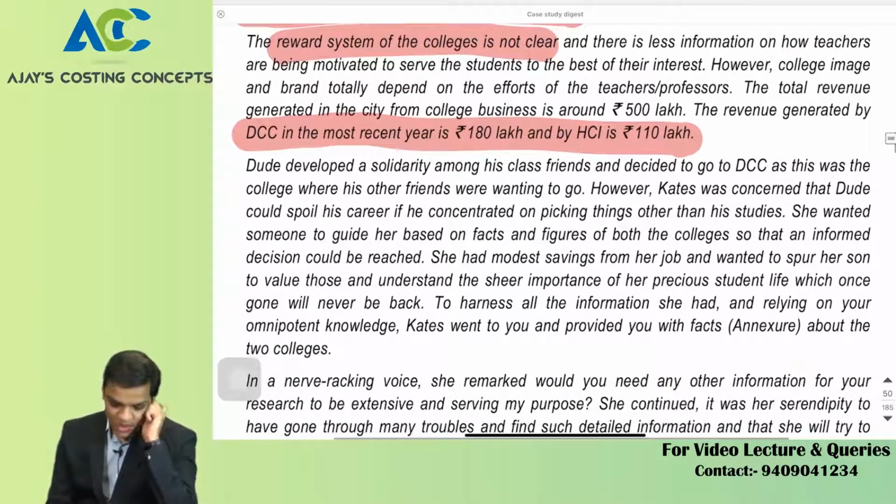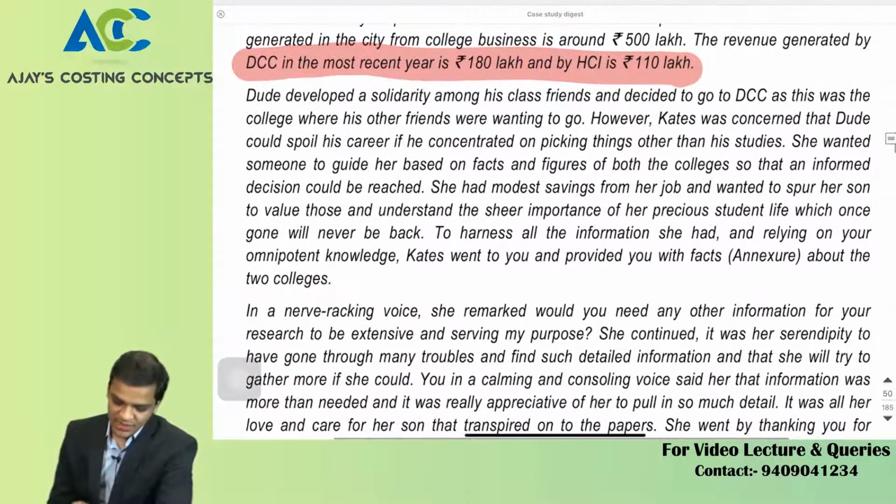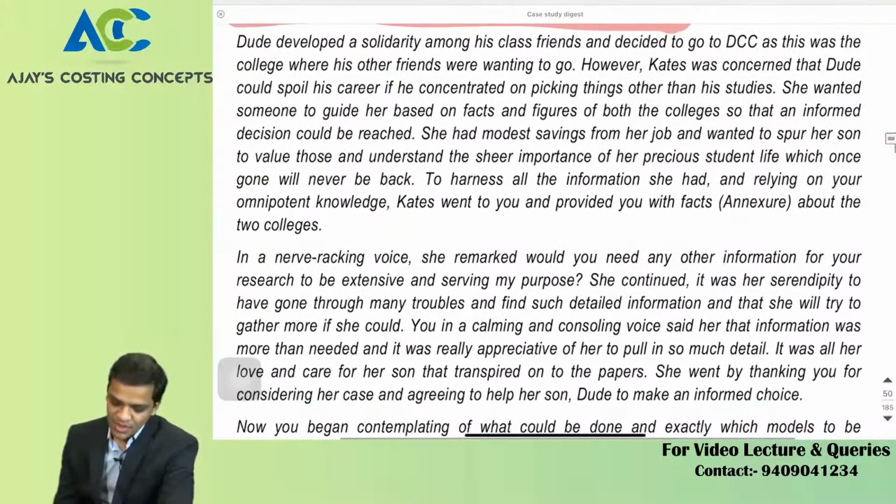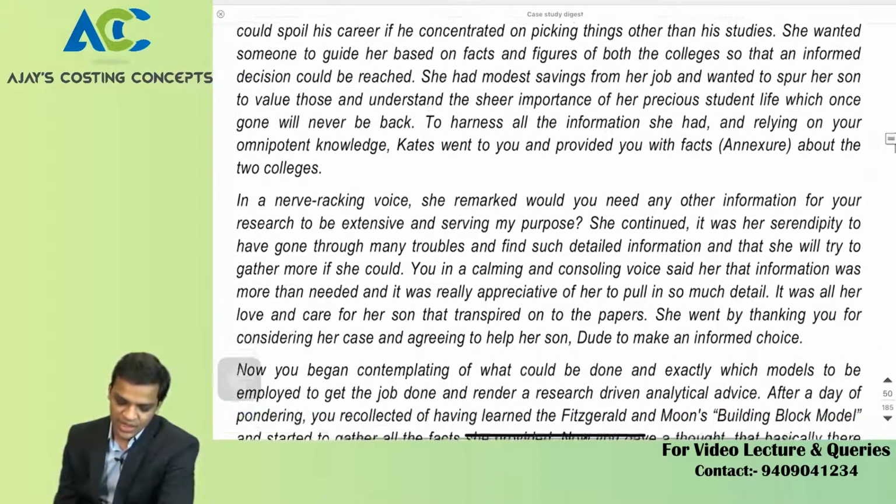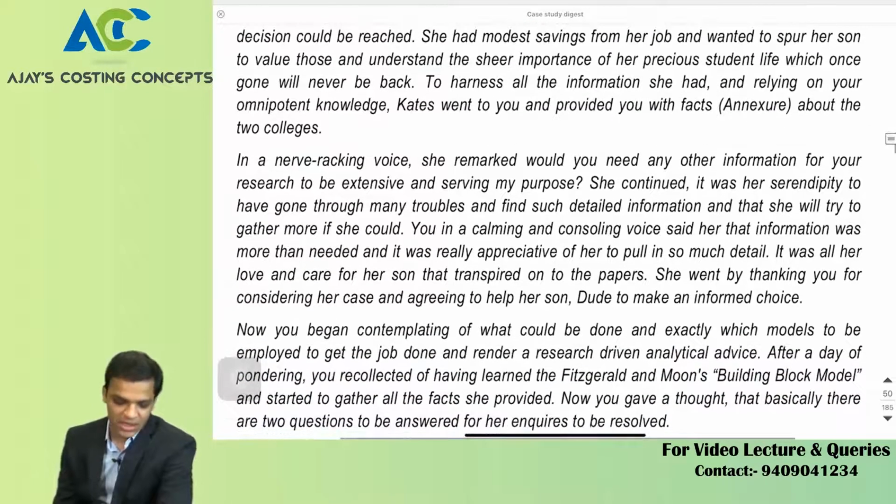Further, Dude developed a solidarity among his class friends and decided to go to DCC, as this was the college where other friends wanted to go. However, Kate was concerned that Dude could spoil his career if he concentrated on things other than his studies. She wanted someone to guide her based on the facts and figures of both colleges so that an informed decision could be reached. She had modest savings from her job and wanted to spur her son to value those and understand the sheer importance of precious student life, which once gone will never be back.